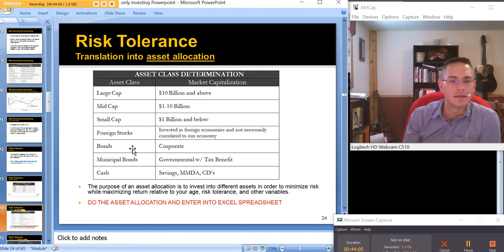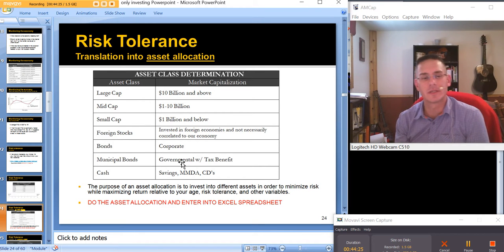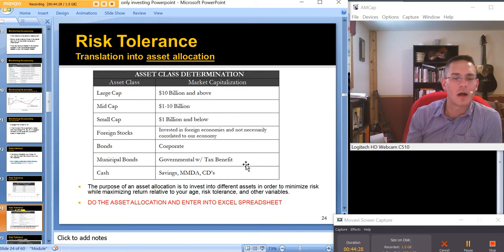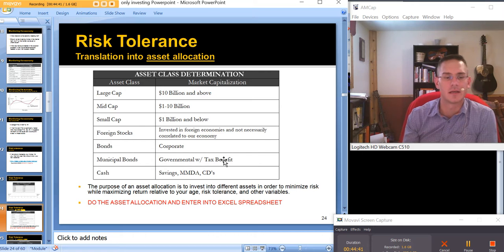Then we have bonds. We have corporate bonds, treasury bonds, all types of things like that. In this asset allocation, we're referring to corporate bonds, which, if you remember, is debt, a company's debt. And then we have municipal bonds. Governments, local governments, state governments, oftentimes to get money, will put out what's called a municipal bond. Municipal bonds usually don't pay a lot of interest, but they have a pretty good tax benefit because most of the time you don't pay any taxes on the dividends.